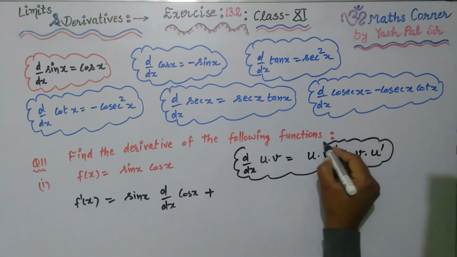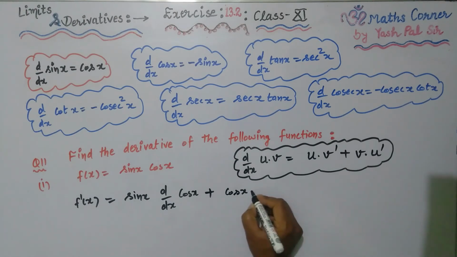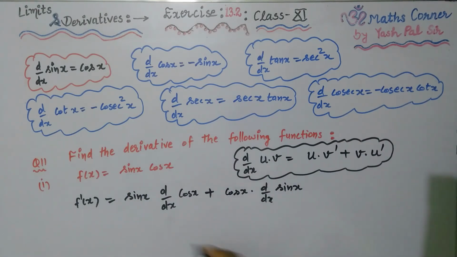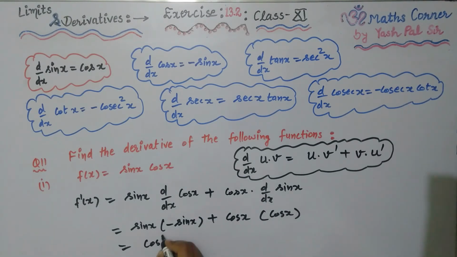This is the rule by part. We also say derivative by part. Plus v. V means cos of x into derivative of u. That is derivative of sine of x. Right. So what is the answer? This is sine of x into derivative of cos x is minus sine x plus this cos x into derivative of sine x is cos x. So finally, what is the answer? Cos x into cos x is cos square x minus sine square x. And we know the identity, cos square x minus sine square x. This is the identity, we can say cos 2x. Right?